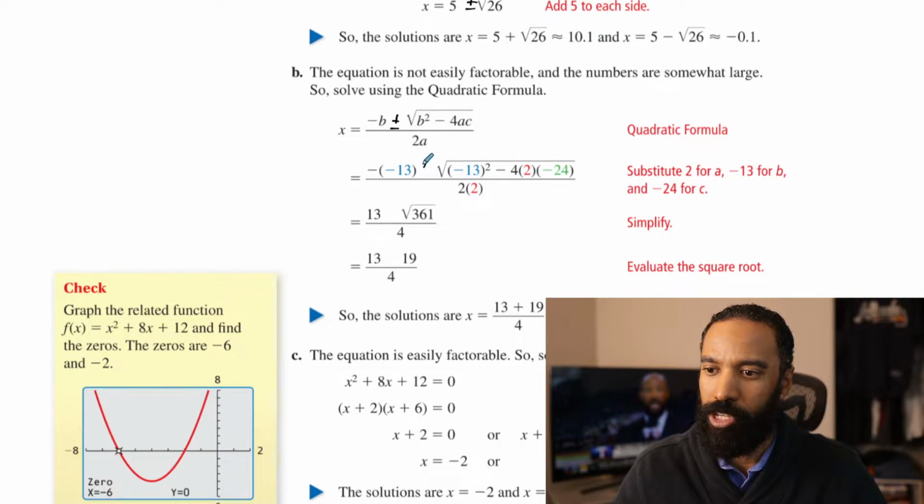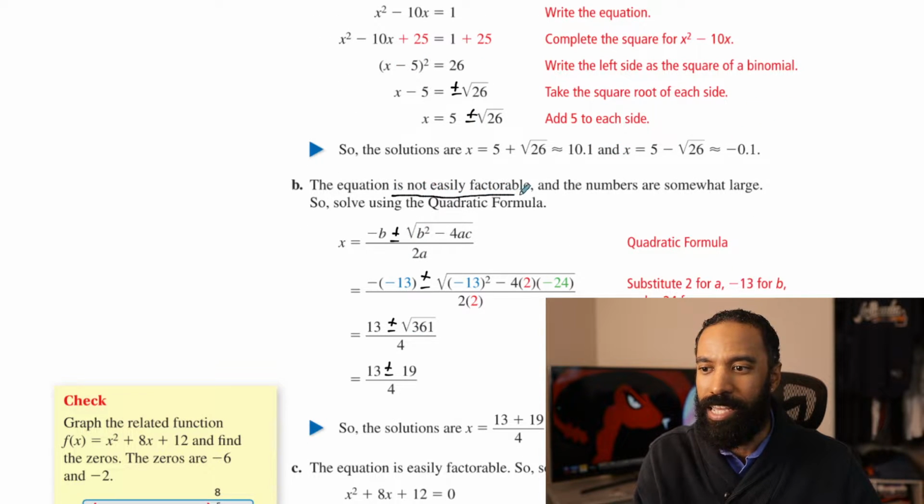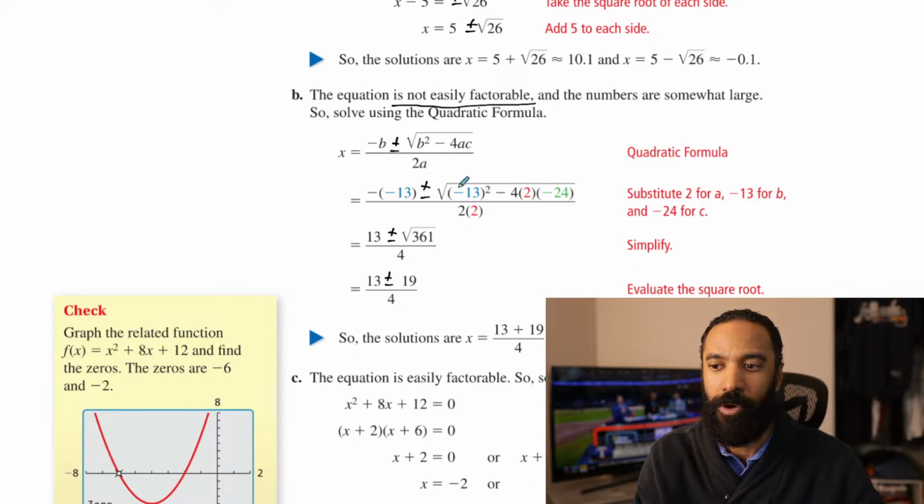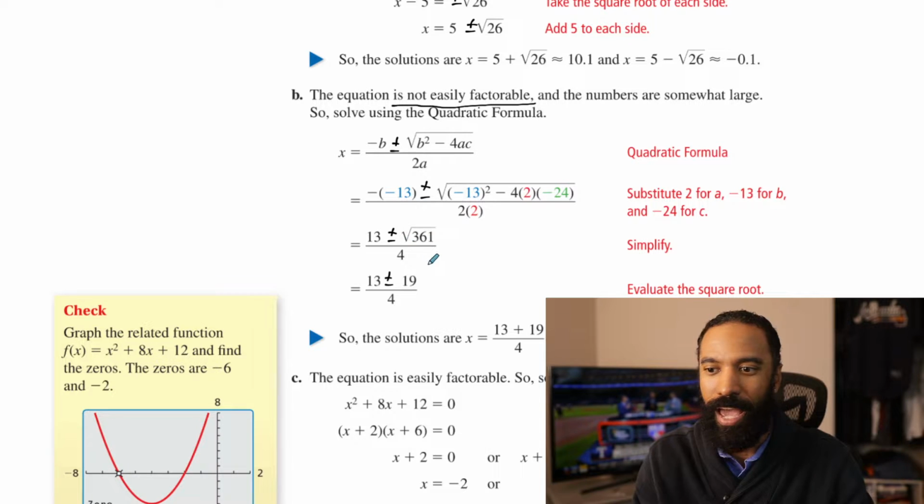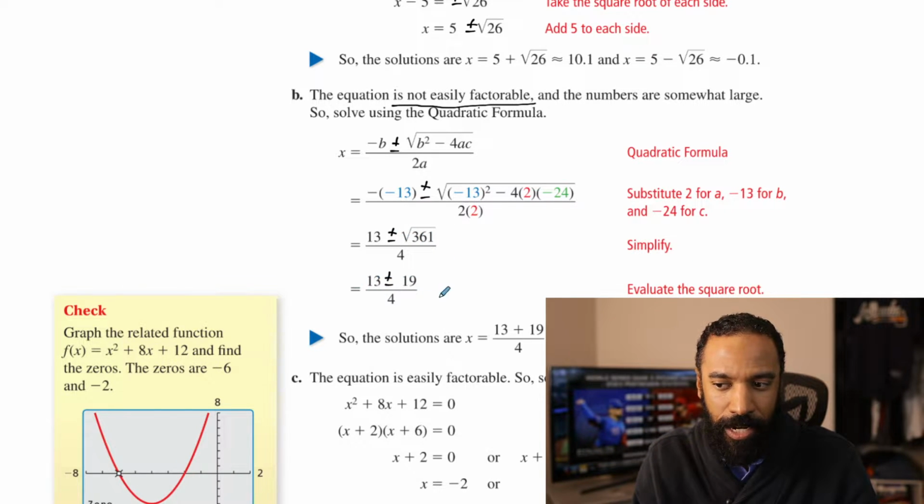Scrolling down, check out these answers. 8 and negative 3 halves. Yes, this did factor. It says the equation is not easily factorable, but it is factorable. The numbers are somewhat large, though, so check this out. With the quadratic formula, you have to do negative 13 squared minus 4 times 2 times negative 24, and don't mess up. But 361 is a perfect square. The square root of that is 19, and we keep working down.